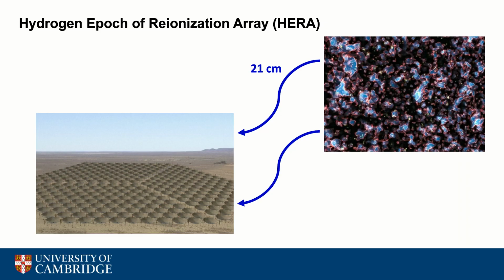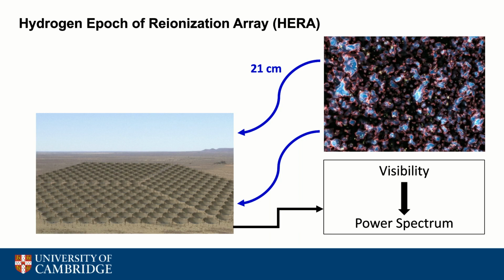I'll just give a quick review of the epoch of reionisation and HERA. So the epoch of reionisation marks the time in cosmic history where the first luminous sources started to ionize the neutral intergalactic medium. And the aim of HERA is to measure the 21 centimeter emissions of neutral hydrogen during that epoch. More precisely, it aims to do that in a statistical manner by measuring the power spectrum.